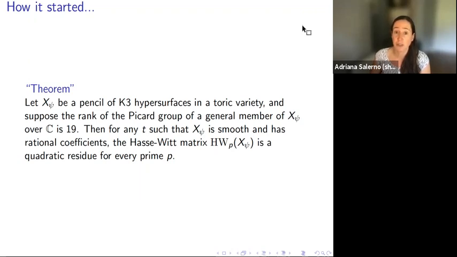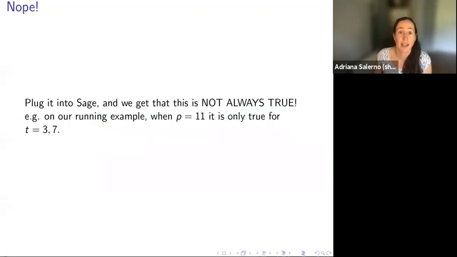if you have a K3 hypersurface of Picard rank 19, then the Picard-Fuchs equation is a symmetric square. But we just showed in the previous slide that every one of these hypergeometric functions is a square. And so ideally you would think that the Hasse-Witt matrix, because it's associated to that hypergeometric function, is a quadratic residue, and so it's always a square mod p. That would have been nice. That is not true though.